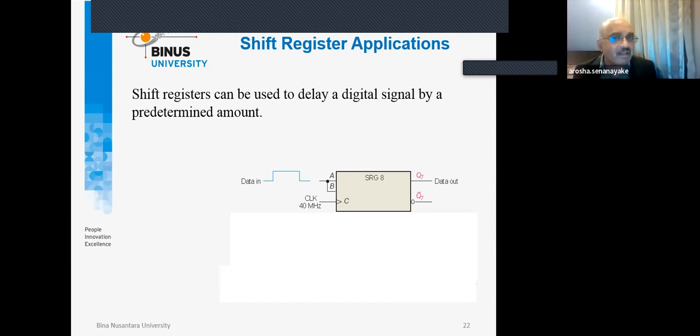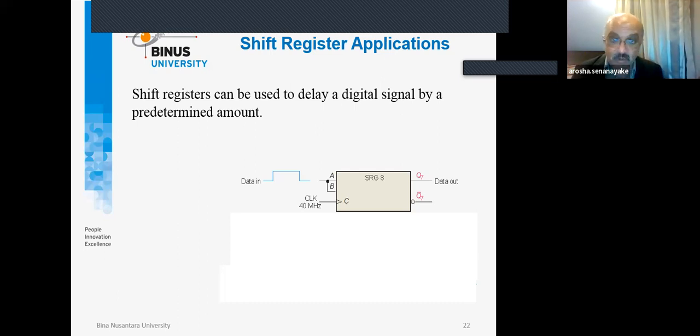In that manner, you can see that any D-type flip-flop means a delay circuit. If you want to delay by one clock pulse, you can, by introducing a D-type flip-flop. So shift registers can be used to delay a digital signal by a predetermined amount, depending on the timing, or you can construct the shift register as a delay circuit, which we require.